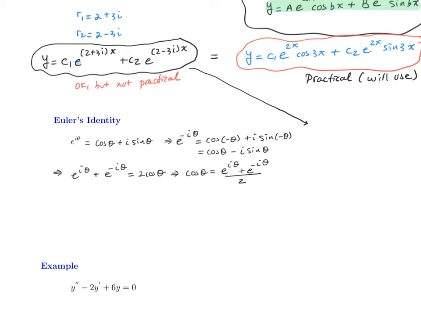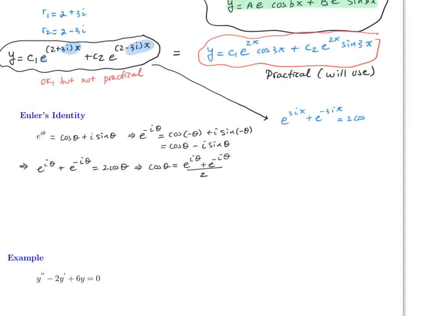You will have e to the 3ix and e to the minus 3ix. So technically, e to the 3ix plus e to the minus 3ix should be equal to 2 cosine 3x, okay, using this formula right here. Or cosine 3x will be this divided by 2, but that's where the constant comes in.